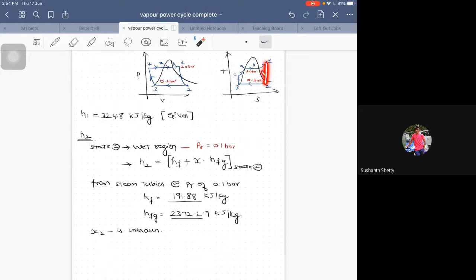Okay, what type of process is from state 1 to state 2? Turbine expansion. Which category? Adiabatic. Adiabatic in the sense, what is the other name for adiabatic? Isentropic. Isentropic in the sense, what is it? Entropy is constant. That means, can I write it as S1 equals S2?